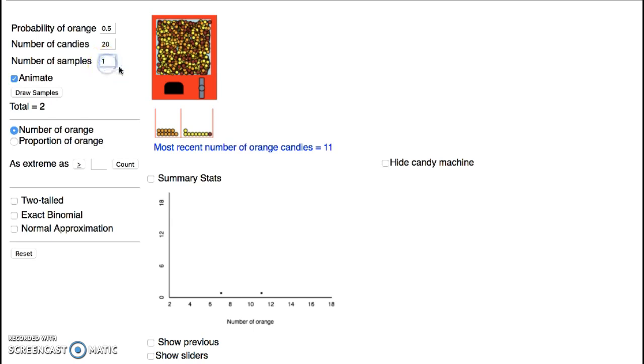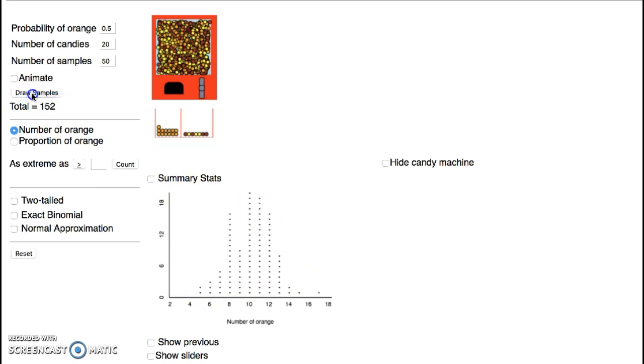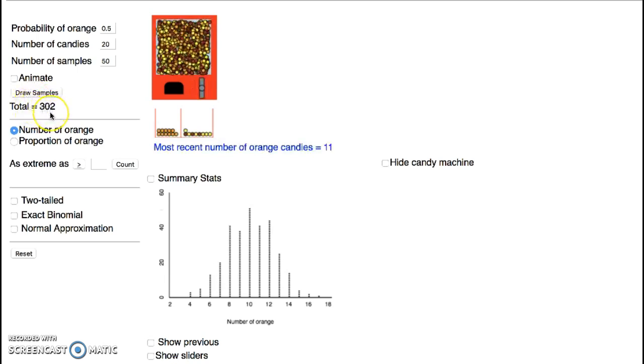And let's see what happens. Let's do 50 samples at a time. We don't want to animate those, but we want to draw that sample. Notice if I plot 50 points, we start to see something that looks normal. Start filling in our curve. Okay. Notice at this point we've done 302 samples. So what do we want to say in this case?